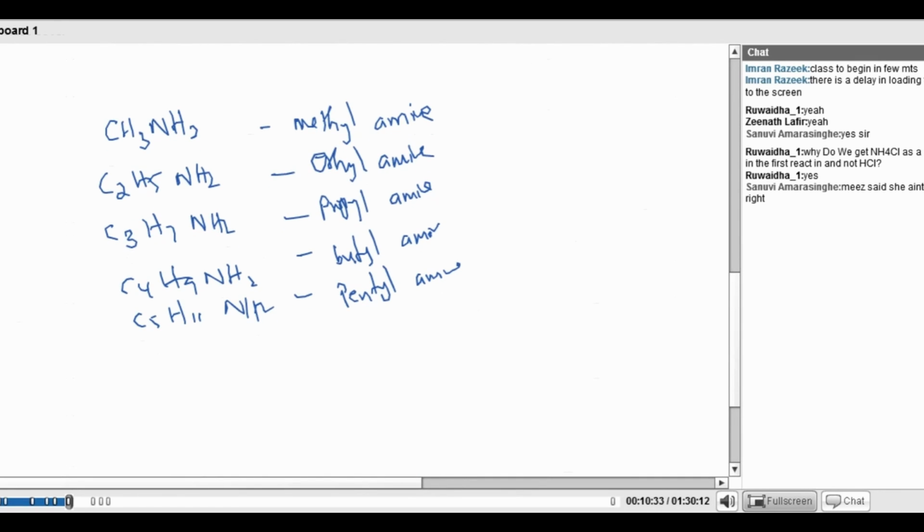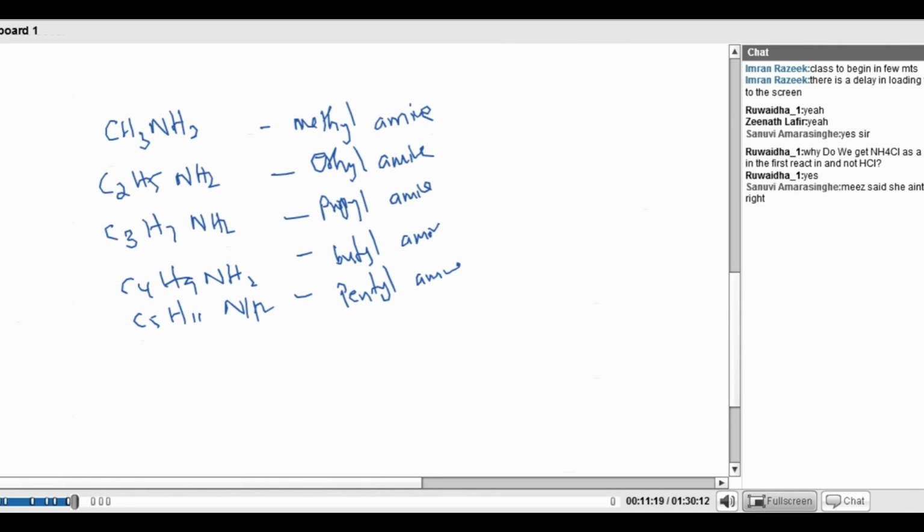This is the homologous series of molecules which has the same general formula, same functional group, and the adjacent molecules in the series will be differing by a CH2 group. As for the physical characteristics of the amines, all the amines have a very unpleasant smell, a fishy odor. Amines are soluble in water because they can form hydrogen bonds. The NH2 group can form hydrogen bonds with the hydrogen of water, as well as the H of the amine can bond with the oxygen of water.